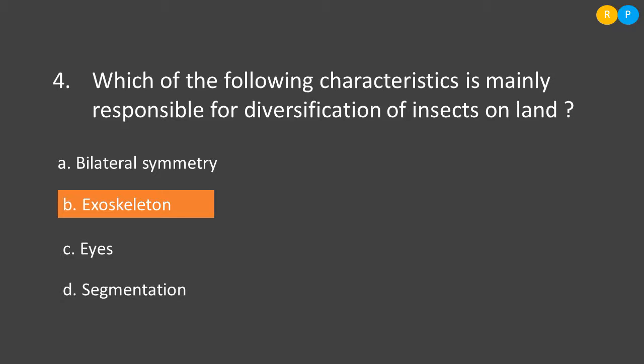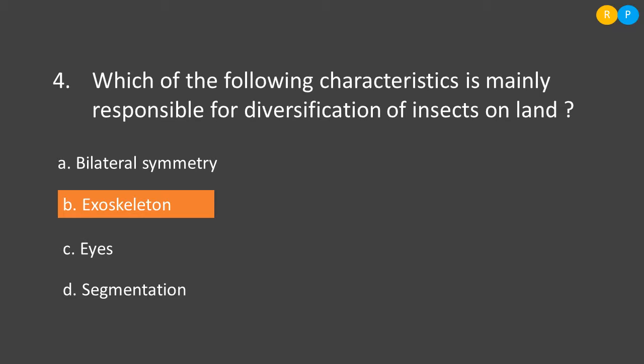The fourth question. Which of the following characteristics is mainly responsible for diversification of insects on land? On land we can see a number of insects. The class Insecta belongs to the phylum Arthropoda. Clear. All insects can survive and their number is large because of their unique feature. Clear. So what is the outermost protective layer we can see in the insect that makes the animal diversify, that is, makes the animal survive extremes of desiccation.